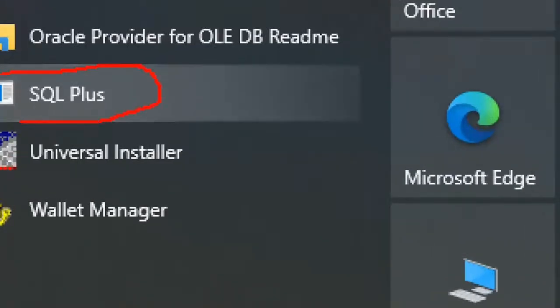Daily through this tool we are interacting with the server, that is, the Oracle database. Those are all things we are learning in our course. What is this tool? What is the server? How will it be connected? What is the username? What is the password? Like this.